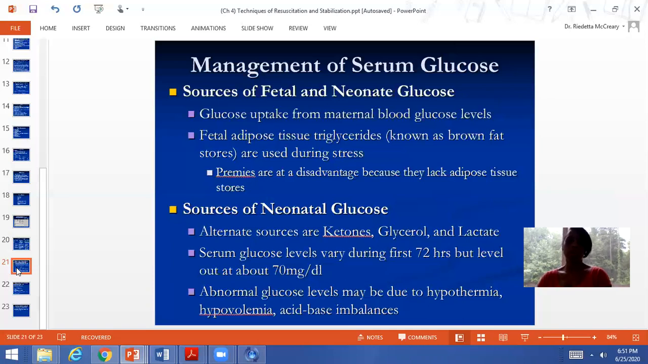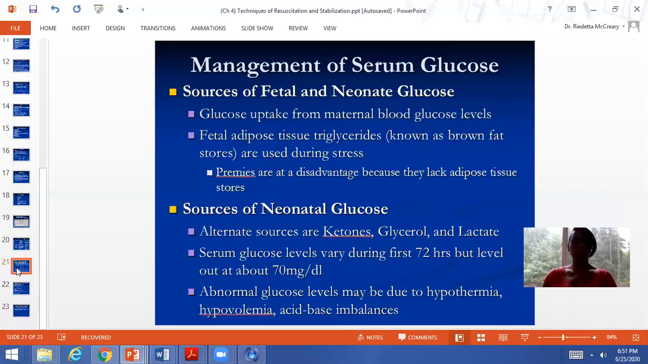So a preemie normally doesn't have to worry about utilizing their own brown fat stores, because they're getting sugar from mom. They're getting the glucose that they need from mom, so when they are in stress, they have something to burn. But when those preemies are no longer in utero and they're out in our environment and they don't have the brown fat stores to use during stress, they are at a total disadvantage.